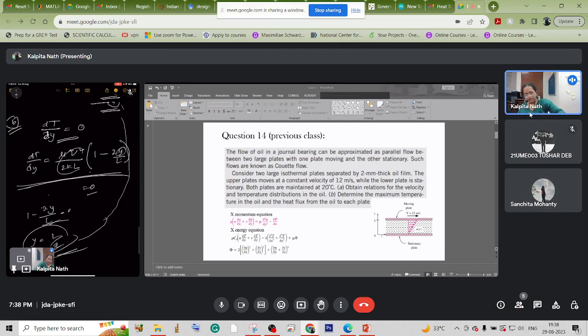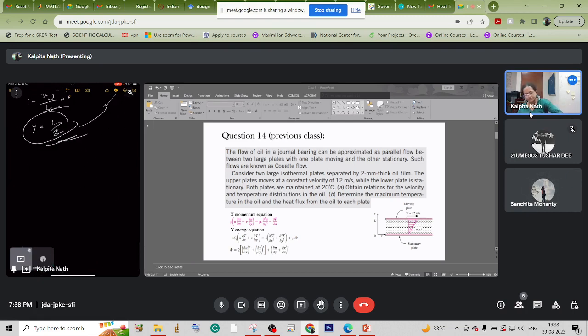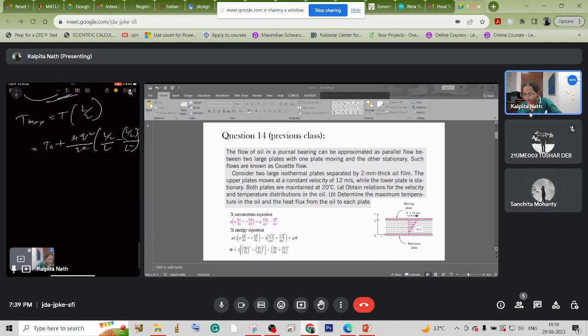So just put this value in the main temperature equation, equation number 4. So T max is equal to T at L by 2. So this is T naught plus μV²/(2K) times (L/2)/L minus (L/2)² by L², right? So this is T naught plus μV²/(8K).